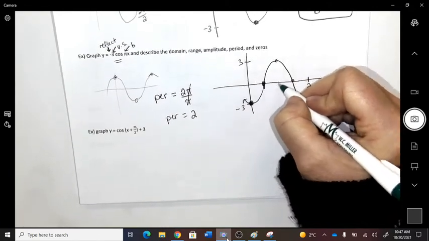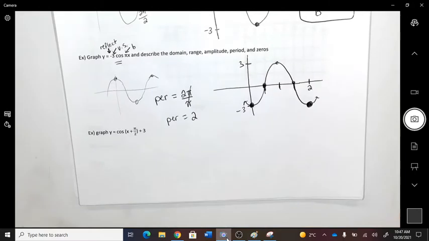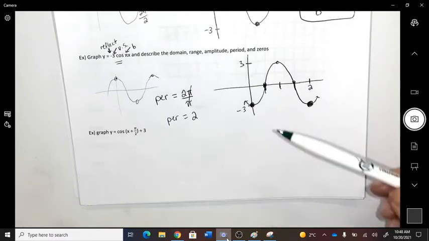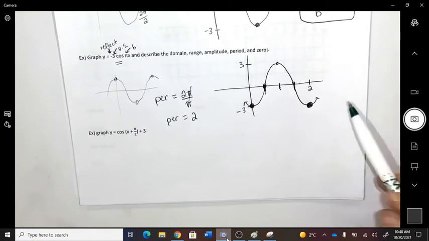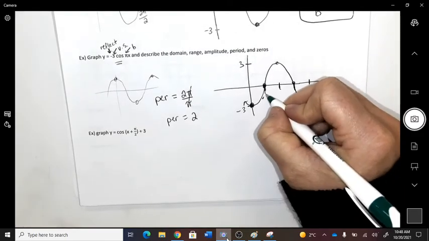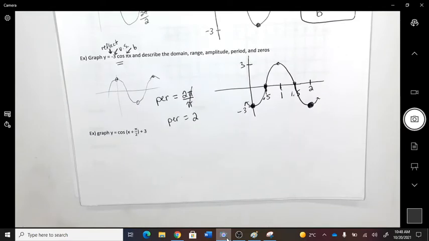Could you give me the x-coordinates of those positions? How do you get the x-coordinates in those positions? So I could say I'm going to divide it by 4. 2 divided by 4, so that's 0.5. So 0.5, every 0.5 you're changing.